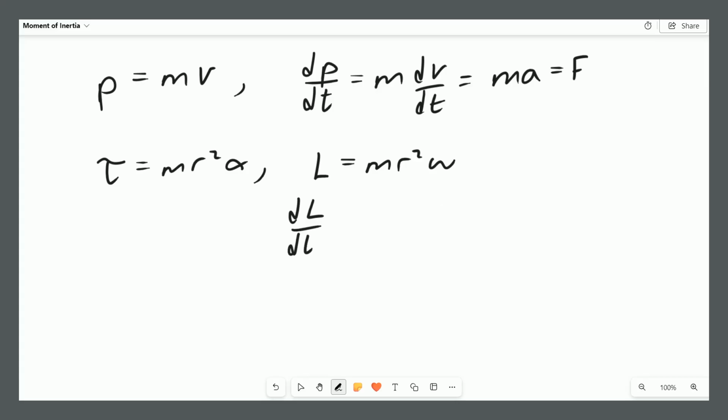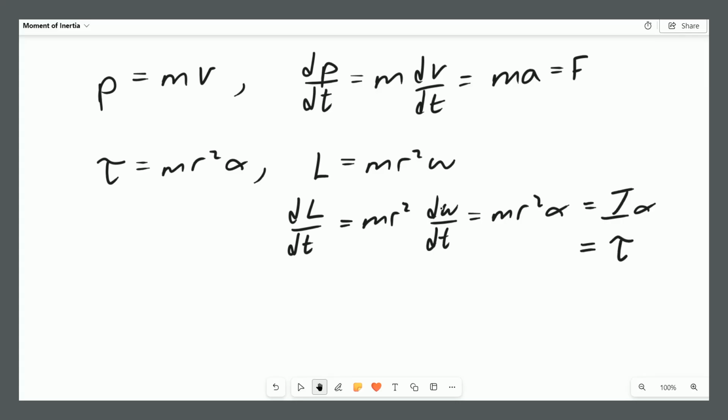dL by dt equals mr squared d omega by dt, which is mr squared alpha, right? And that is equal to I alpha, which is equal to the torque, okay? And just like momentum is conserved if your force is equal to 0, right? Because if your time derivative is equal to 0, it means it's a constant, right? It's conserved. Similarly, if your torque is equal to 0, then angular momentum is conserved because the time derivative of your angular momentum is 0, which means it is conserved.